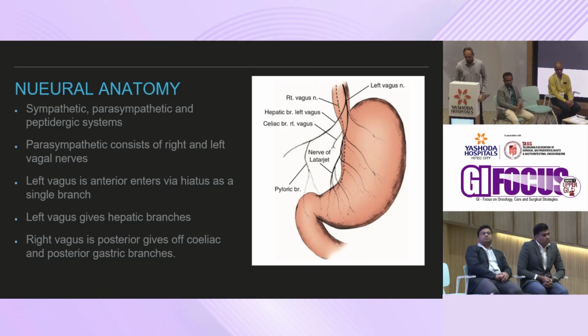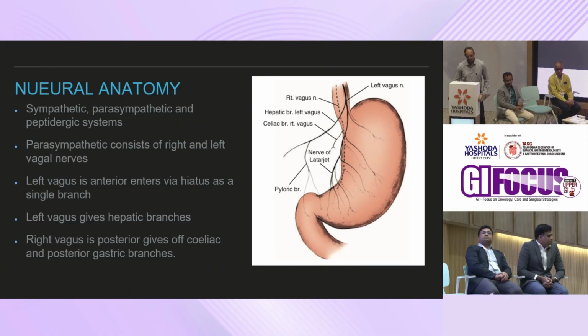So the neural anatomy may not be of particular significance with regards to gastric adenocarcinoma, but in terms of other benign surgeries, we do need to have basic knowledge of the neural anatomy. Of particular interest are both vagus nerves, which are the parasympathetic presynaptic nerves. The left vagus is anteriorly located at the hiatus, and the right vagus is posterior in location.